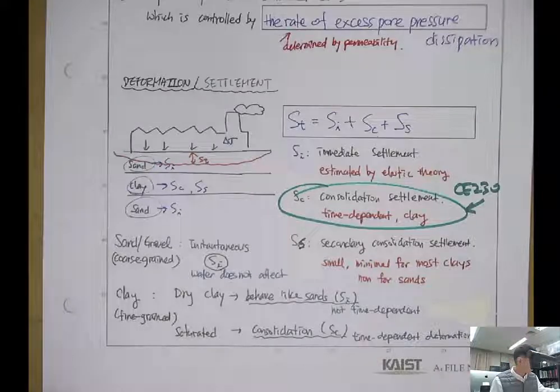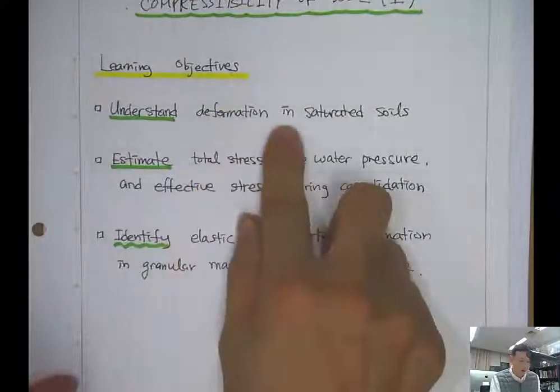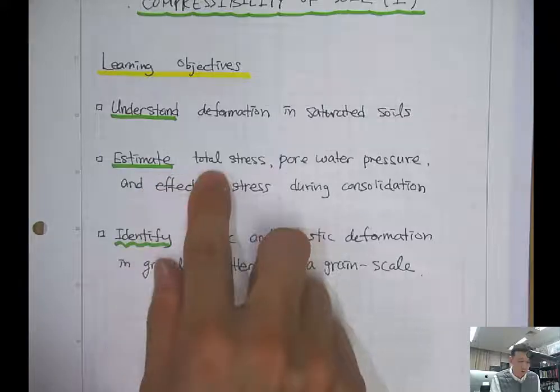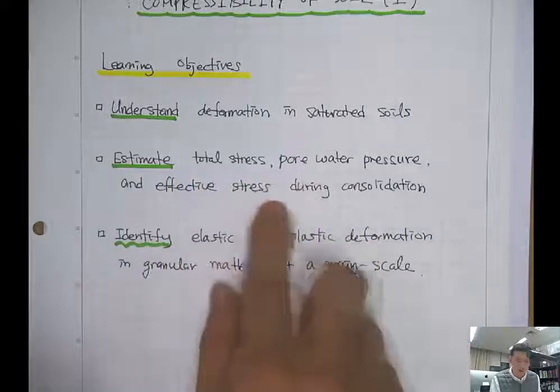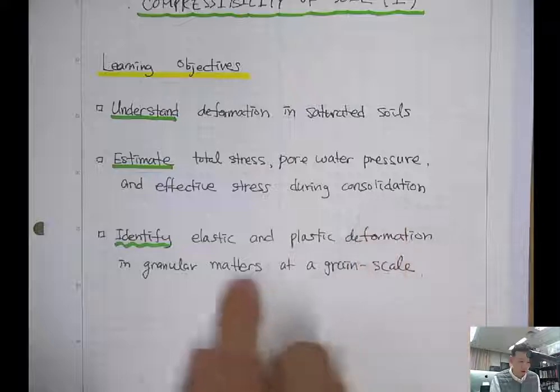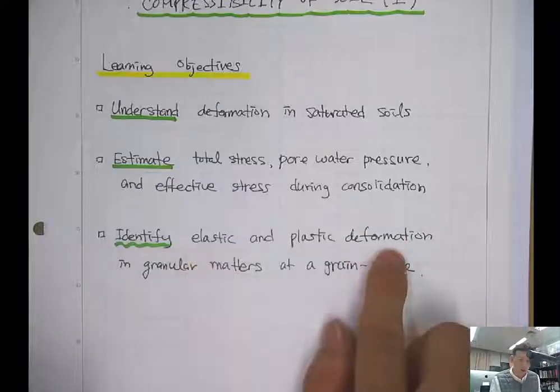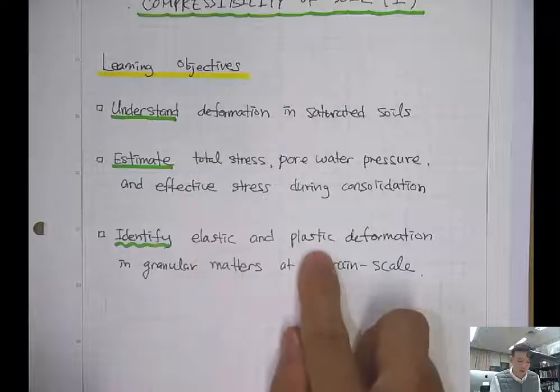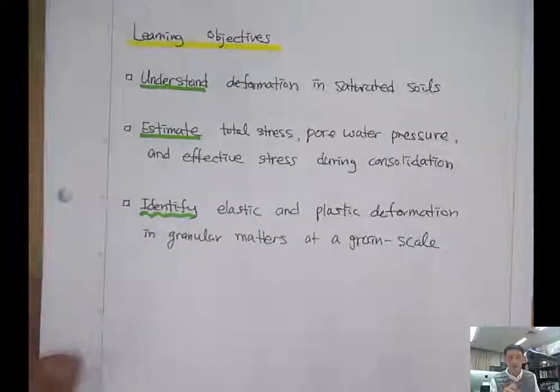Okay, so we just saw in this lecture the deformation in saturated soil. And we saw the variations in the total stress, pore pressure, and the effective stress during the consolidation. And also we saw the elastic and the plastic deformation. In here you have a grain contact deformation, but in here you have a particle rearrangement due to the large stress. Okay, thank you.